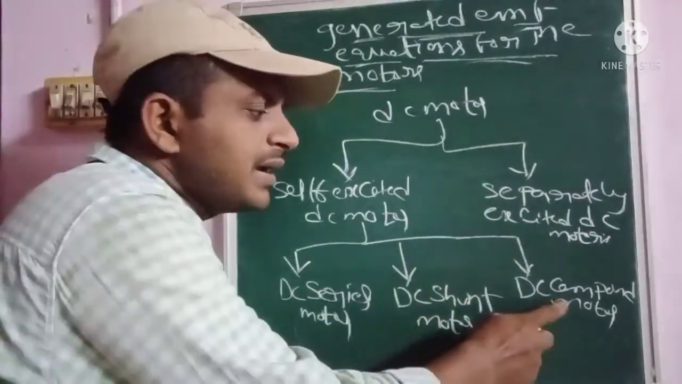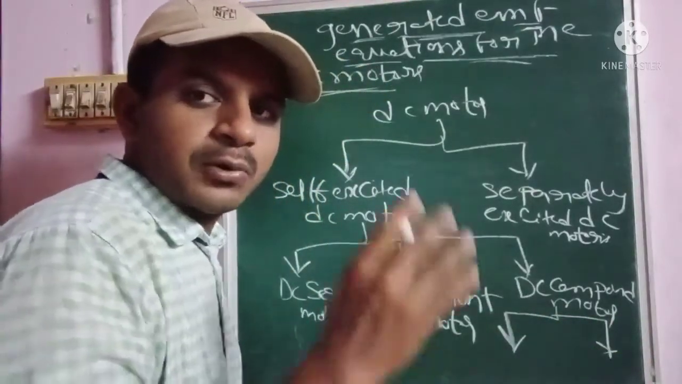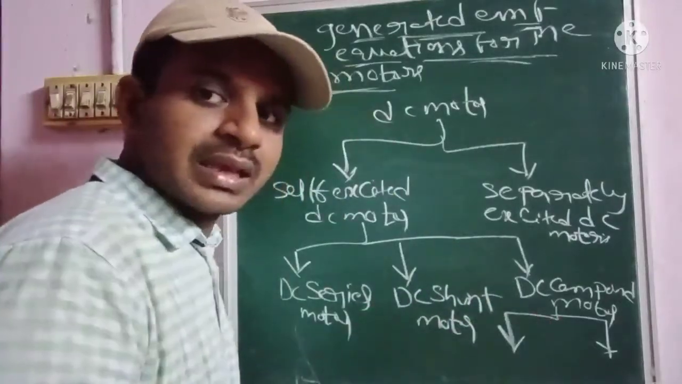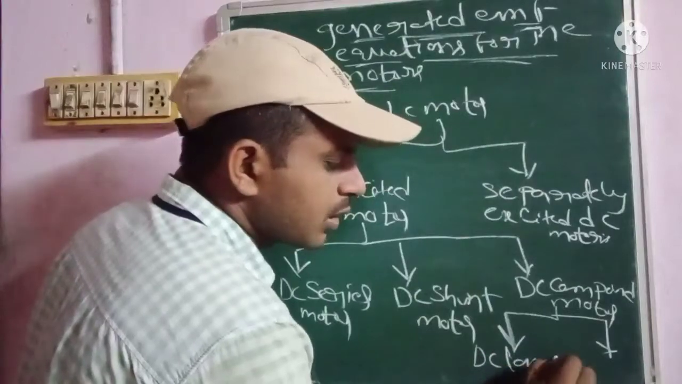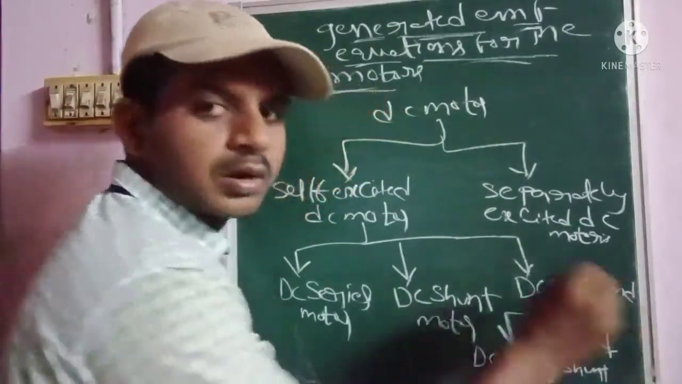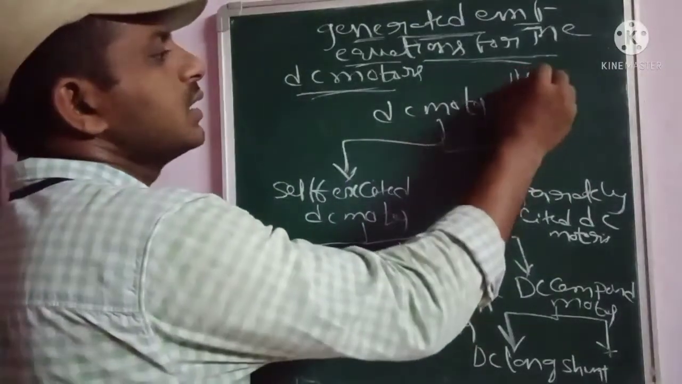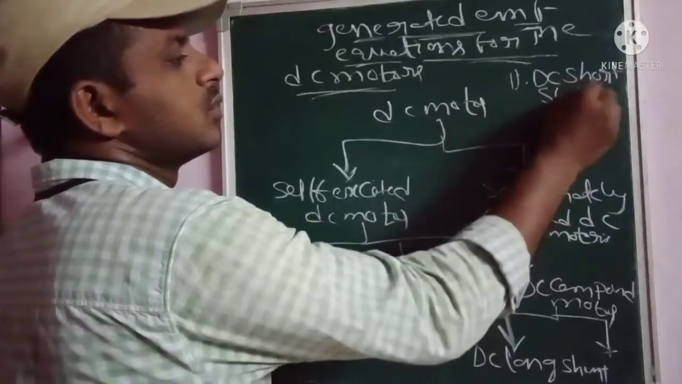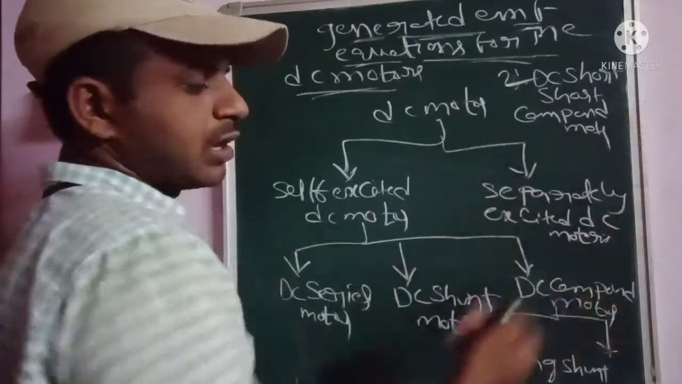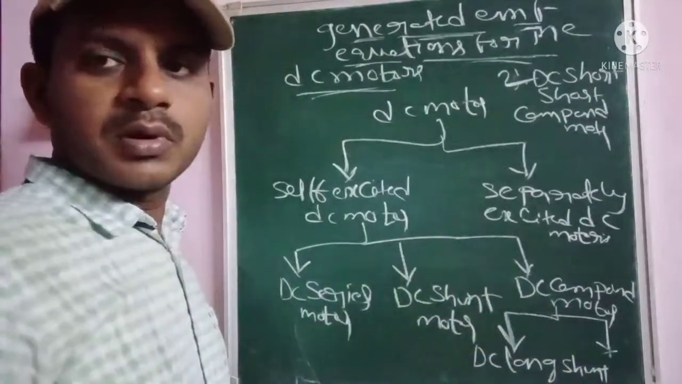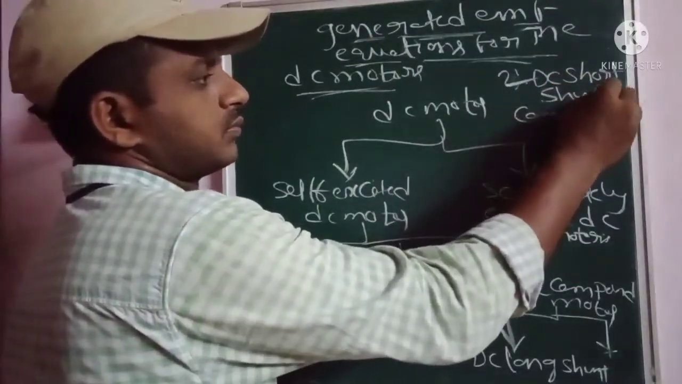Coming to the DC compound motor, according to the construction of the field windings and armature windings, it can be classified into two types. One is the DC long shunt compound motor, and the second one is the DC short shunt compound motor.